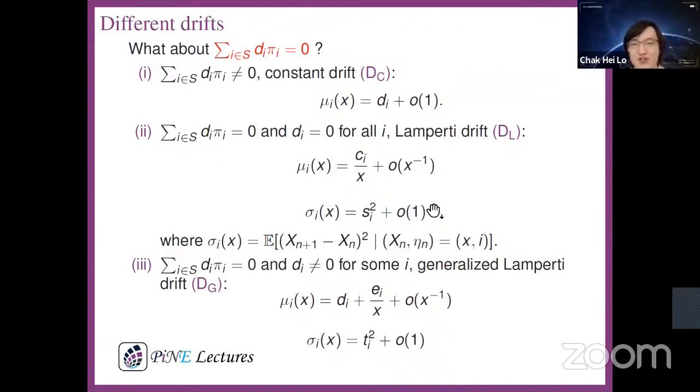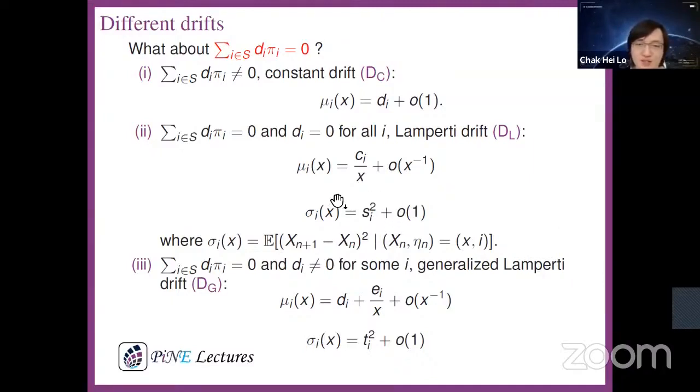And this time, we actually know that mu I, the first moment, is not enough to make the classification here. We actually need something extra, which is the second moment. Okay, so sigma I is the expectation of this whole thing squared. So this expectation is just the second moment. So in some sense, it gives you the variance of the process, okay?